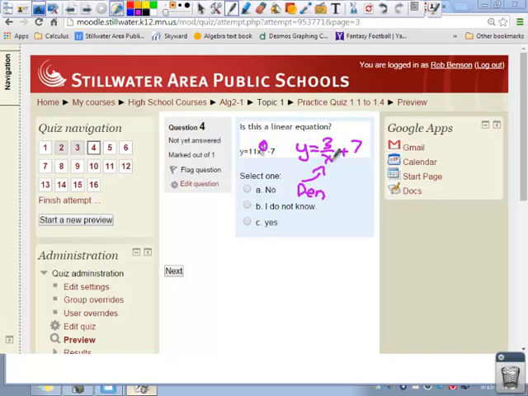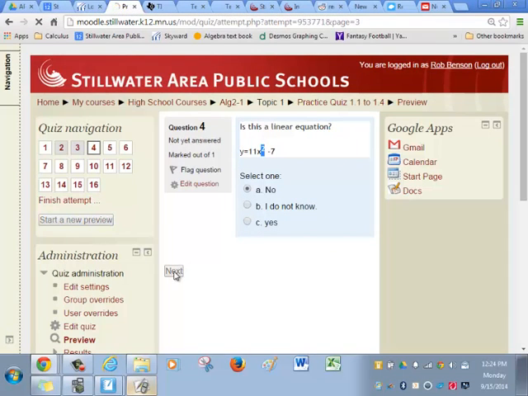But don't get thrown for a loop when you see a fraction and think that's not linear. If I had y is equal to 3 over 4x plus 7, this one's actually linear because this x is not in the denominator. So that's what you want to look out for. Is the x in the denominator? No. Is the x ever squared or cubed or to the 5th power? No. If you see those two things, then you're pretty sure that it's going to be a linear function. So let's answer that. No, not linear.